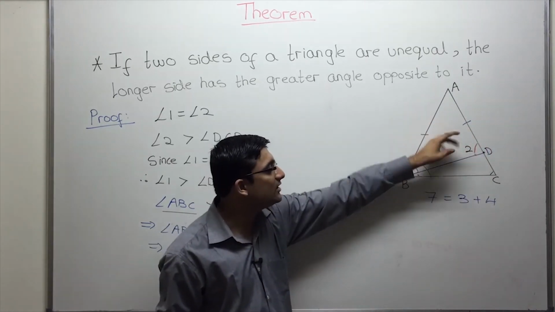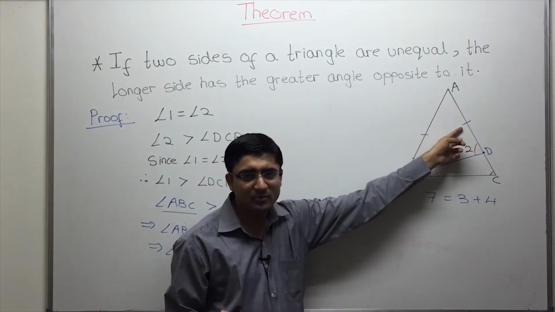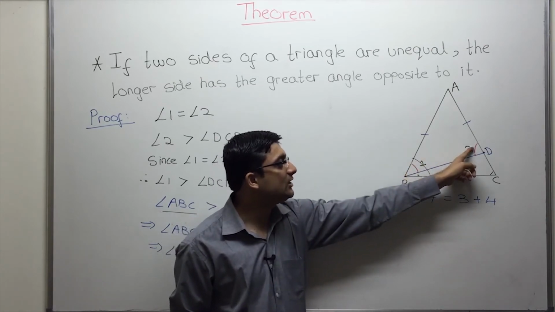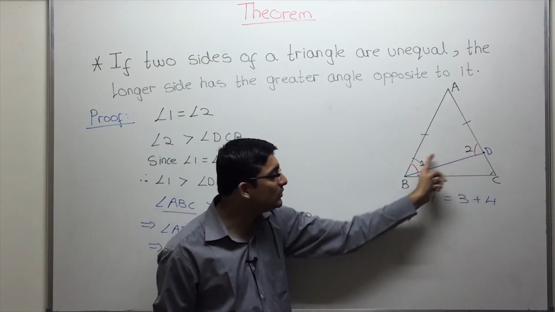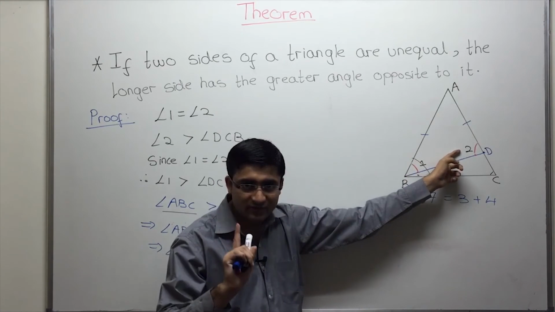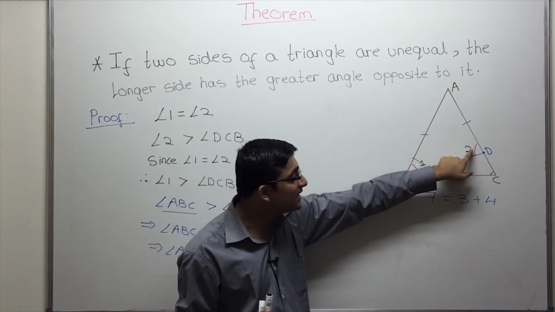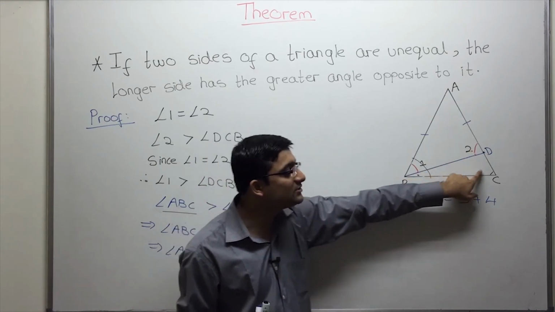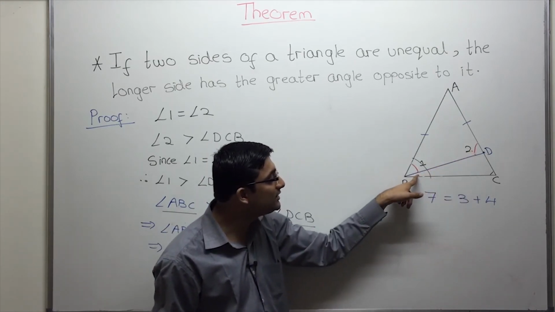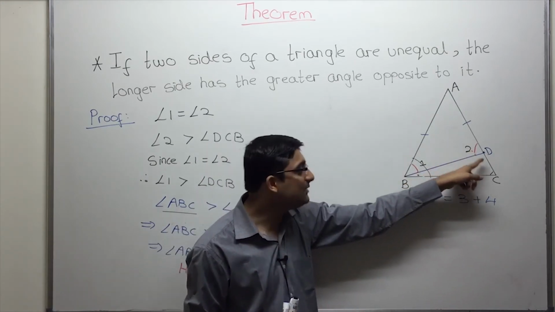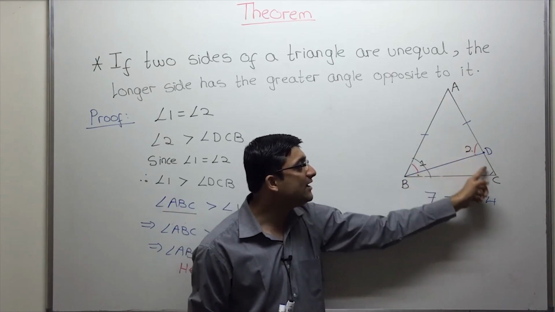Now look at this triangle. The moment you see two equal sides, opposite angles are equal. So these two angles are equal. So let's say this is angle 1 and this is angle 2. So angle 1 is equal to angle 2. First thing that we get. Now angle 2 is an exterior angle for this triangle. Exterior angle is equal to sum of interior opposite angles. So angle 2 is equal to this angle plus this angle. That means angle 2 is bigger than this and it is also bigger than this.